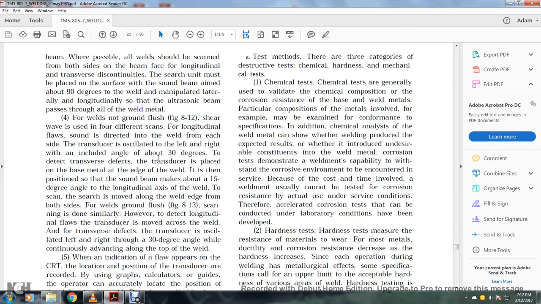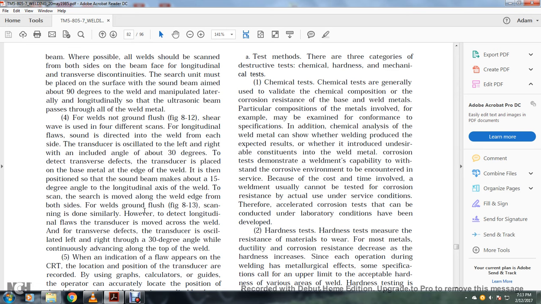Step 4. For welds not ground flush, as in figure 8.12, with the shear wave, use 4 different scans for longitudinal flaws, with sound directed at the weld from each side. The transducer is oscillated left to right through an included angle of about 30 degrees to detect transverse defects. The transducer is placed on the base metal. The edge of the weld is then positioned so that the sound beam makes a 15-degree angle to the longitudinal axis of the weld, and the search unit moves along the weld edge on both sides of the ground flush weld.